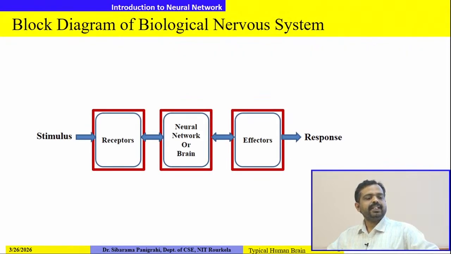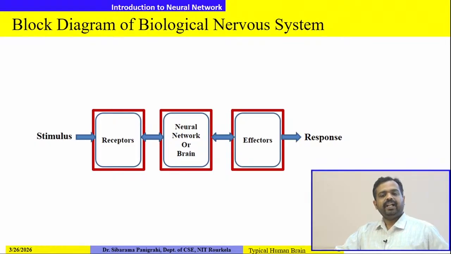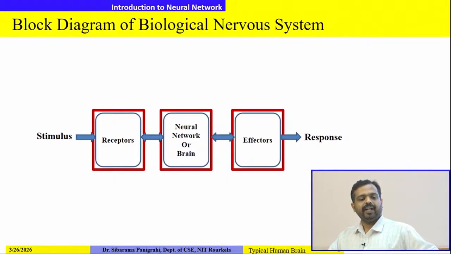A biological nervous system has basically three parts: one is receptors, the second one is the neural network or brain, and the third one is effectors. In order to understand these three parts, let us take an example. Suppose a mosquito is biting on your left hand. What happens? Your right hand immediately goes and kills the mosquito, right. But let us see in a step by step way what exactly happens internally.